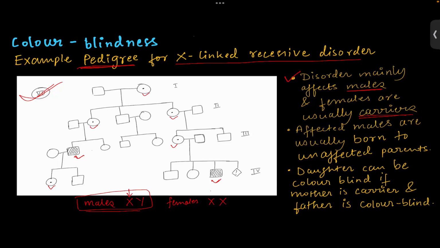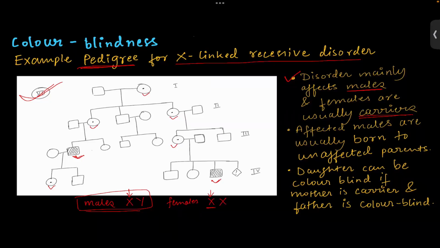So if the female has received the mutant allele on this particular X chromosome, the normal gene is present on the other X chromosome. Because of which the recessive allele will not get expressed. And affected males are often born to unaffected parents. So this is the affected male, and he has two unaffected parents.